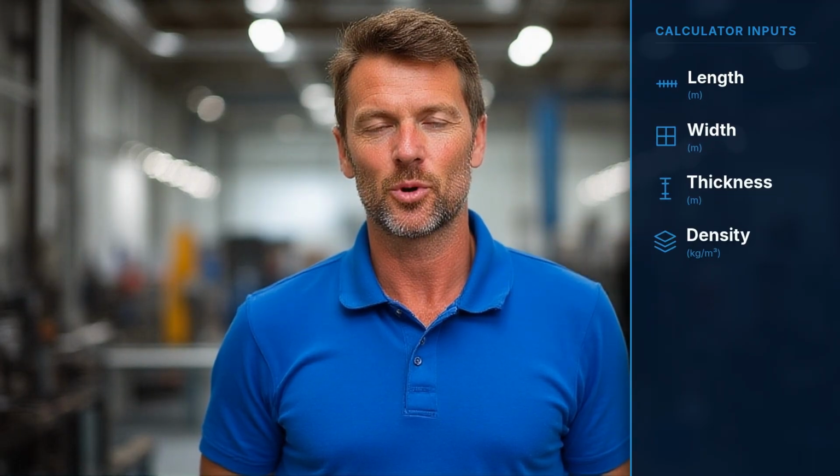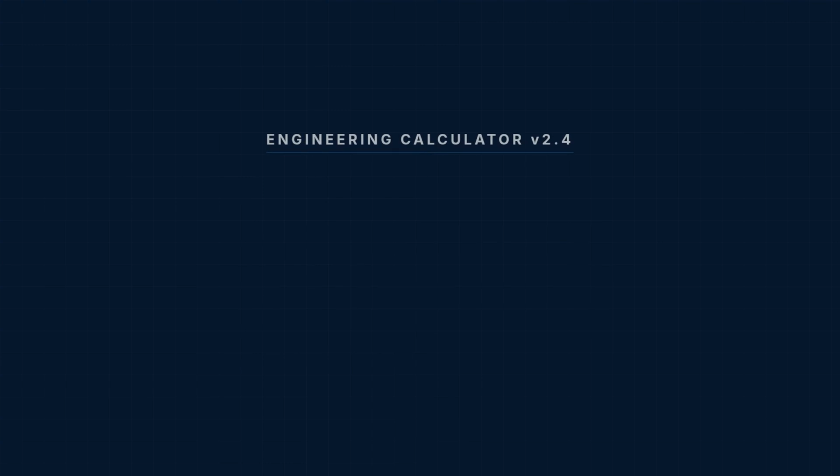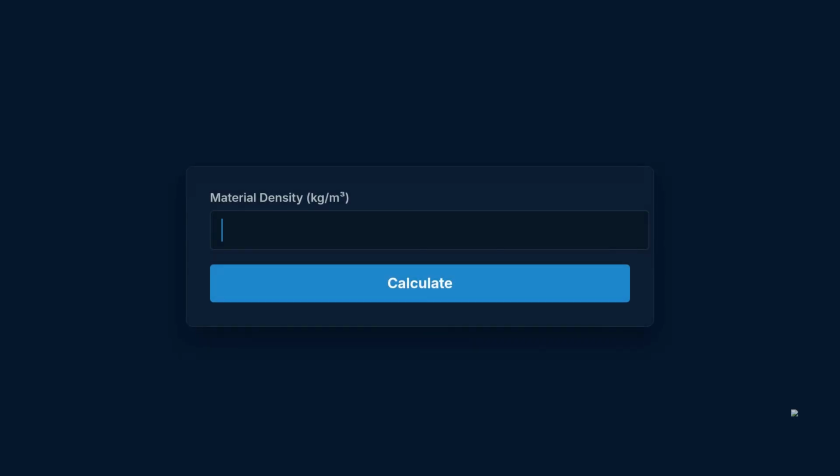The input fields for this mode are length in meters, width in meters, thickness in meters, and material density in kilograms per cubic meter. Let's calculate a concrete slab with length equals 6.0 meters, width equals 4.5 meters, and thickness equals 0.20 meters, and material density equals 2,400 kilograms per cubic meter.